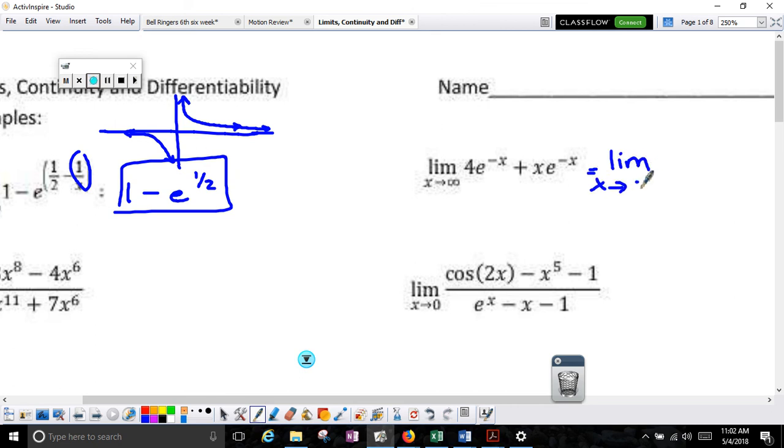Okay, the one on the right is a lot easier to evaluate if we think about rewriting it without the negative exponents. So if I rewrite it without the negative exponent, I get 4 over e to the x plus x over e to the x.